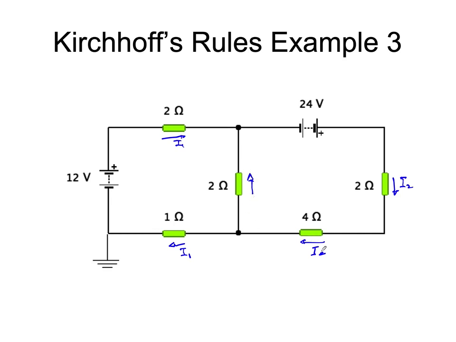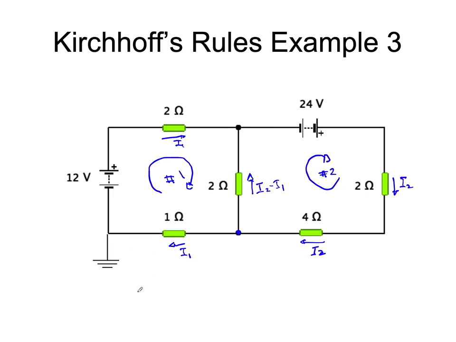And looking at the current here, I've got I2 going into this junction. I got I1 coming out. So what's the current going up here? This should be I2 minus I1. Working on the loops, I'm going to work around this loop right here. That's going to be my loop number 1. And let's go around this way for this one, and this is my loop number 2.